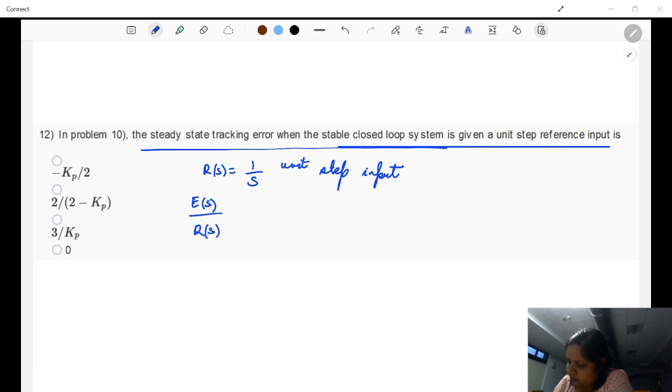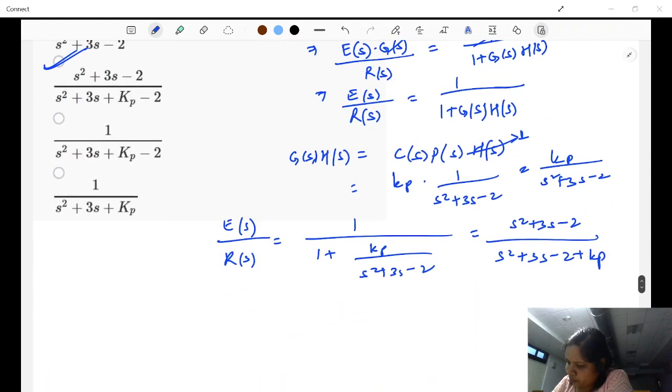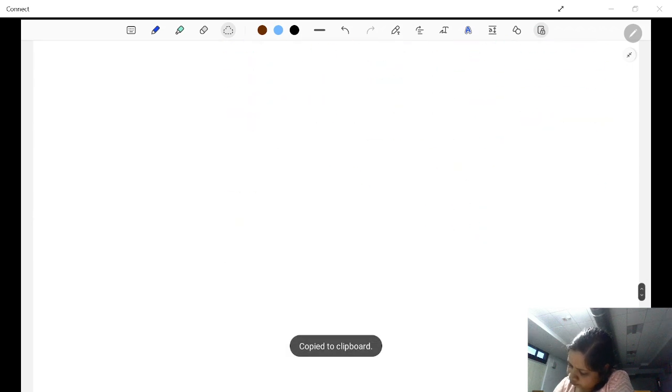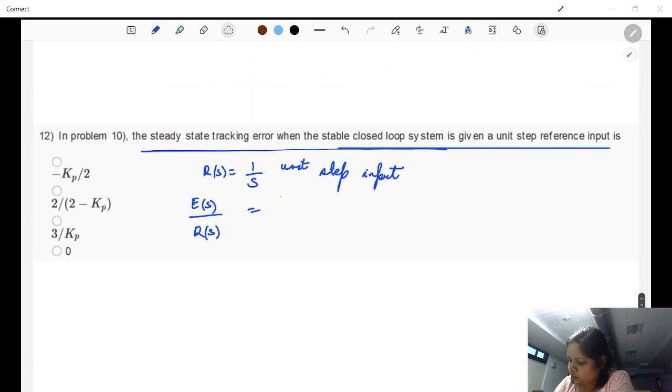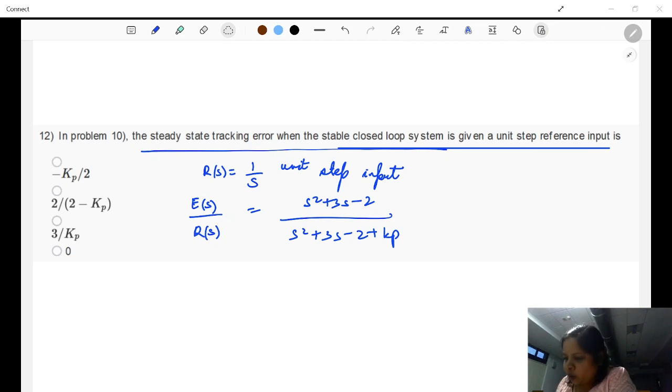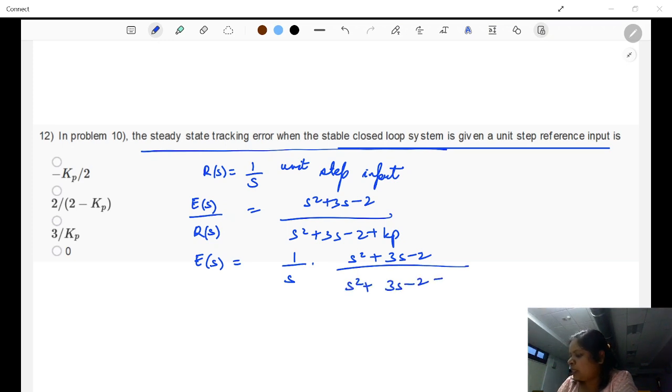E(s) upon R(s) was what? In the last question, I would copy this. So this was E(s) upon R(s). Now we want to put this here. So what we'll do, E(s) is equal to 1 upon s into s square plus 3s minus 2 upon s square plus 3s minus 2 plus Kp.